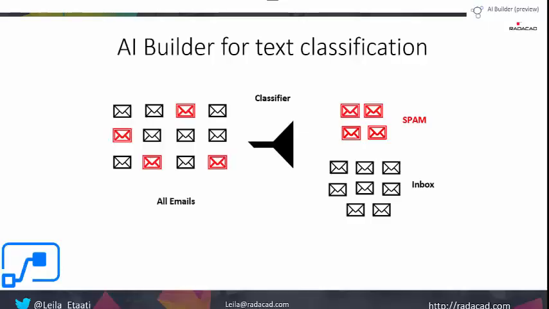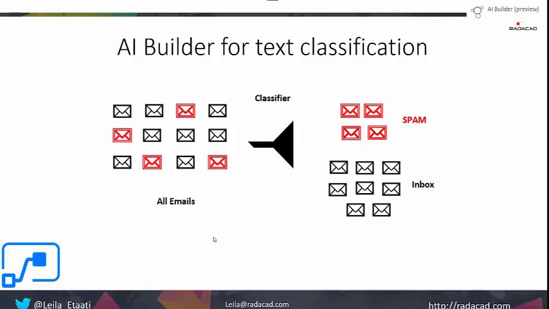Hello everyone, in this short video I'm going to talk about what text classification is in AI Builder for Power Apps and how you can use it in Power Automate. Text classification is one of the common problems that we have. We get lots of emails, for example, and we want to put a good label on them.